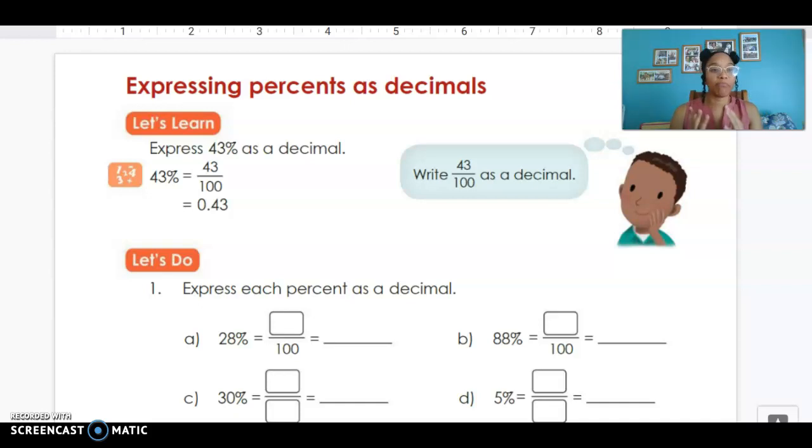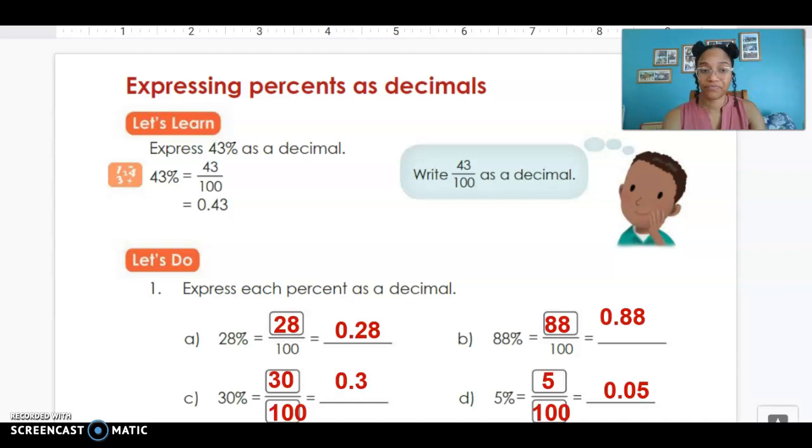I want you to notice the pattern here. The digits in the numerator of our fraction, or the 2 digits in front of our percent symbol, become the first 2 digits after the decimal point. So I want you to try this on your own following this pattern. First, make a fraction over 100, and then translate that into the decimal. With the decimals, just be careful about place value and about the zeros.